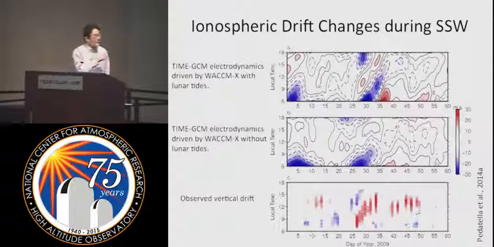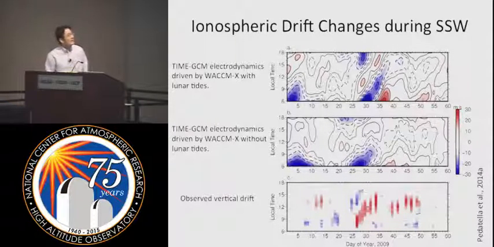Because again, we didn't have that capability yet. And then he looked at the vertical drift over 2 months, January and February of 2009, where there's a very strong stratosphere warming case. This is the vertical drift as a function of time, day of the year, and local time.